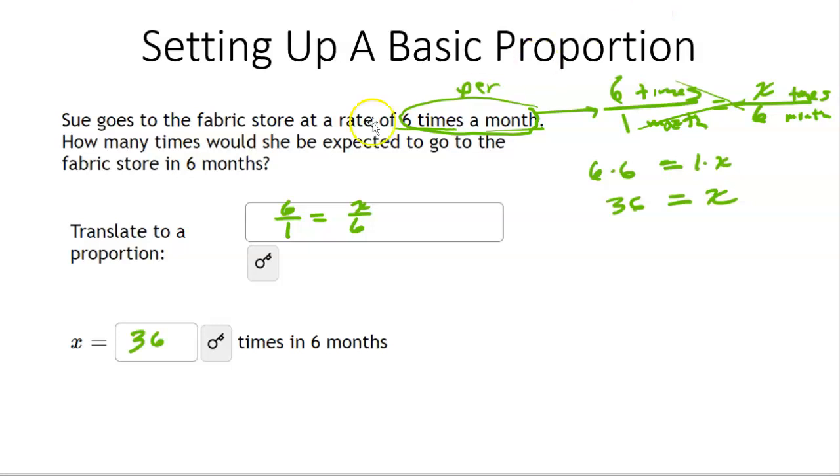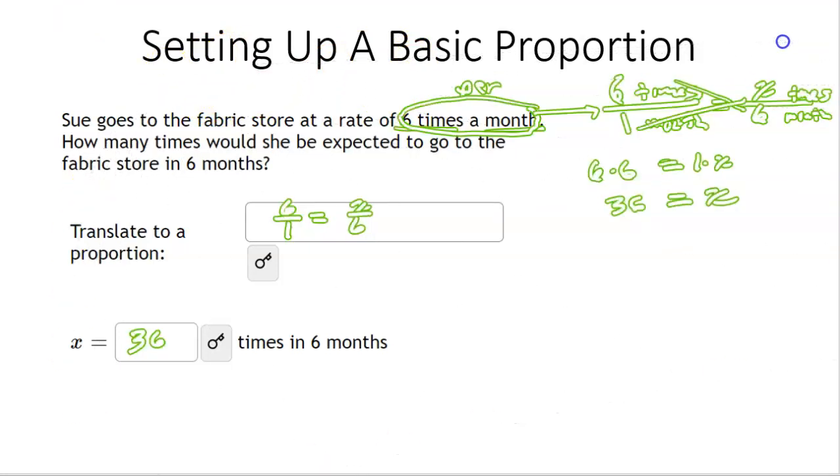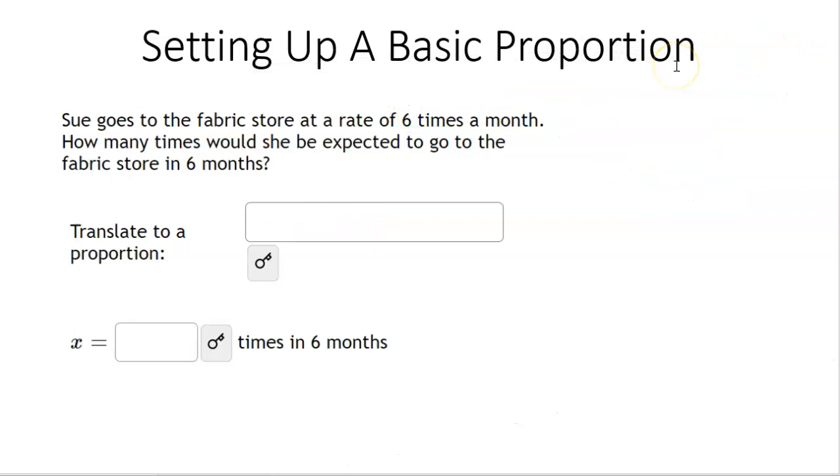Now, another proportion you could have written, because proportions can be written in many ways, is this. Even though it isn't very intuitive, 6 times a month is a rate, but that is the same rate as 1 month you would visit 6 times. So rates can be written in more than one way. So if you have 1 month equals 6 times or 6 visits, then you could say, well, in 6 months, that would result in x visits.